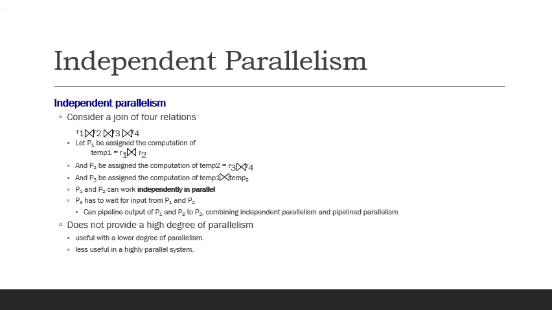To obtain further parallelism, we can pipeline the tuples in temp1 and temp2 into the computation of temp1 join temp2, which is itself carried out by a parallel join. Like pipeline parallelism, independent parallelism does not provide a huge degree of parallelism and is less useful in a highly parallel system, although it is useful with a lower degree of parallelism.